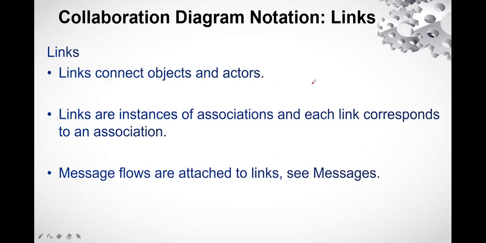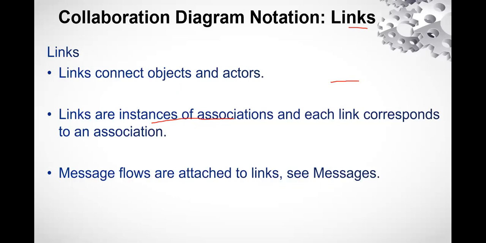Now, the third thing is the diagram notation. The collaboration diagram notation is links. What are links? Links are the connections between the objects and the actors. That means how these particular objects are interacting with each other. We are going to show it with the help of a link. This solid line is going to show you the link. These links are the instances of association. We have already seen what association means, and these links define the instance of the association. Message flows are attached to links.